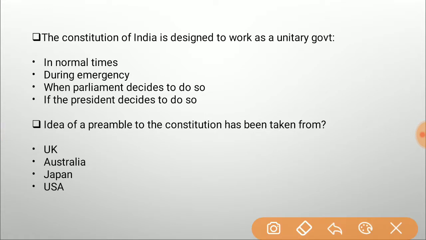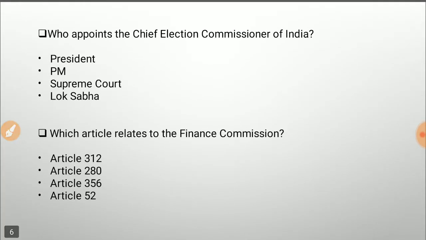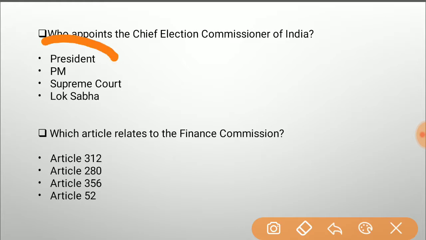The idea of a preamble to the Constitution has been taken from UK? No. Australia? No. Japan? No. USA? Yes. USA is the correct answer. The idea of a preamble has been taken from the US. Who appoints the Chief Election Commissioner of India? The Chief Election Commissioner of India is appointed by the President? Yes. The President is the correct answer. Other options are PM, Supreme Court, Lok Sabha. All of them are wrong.